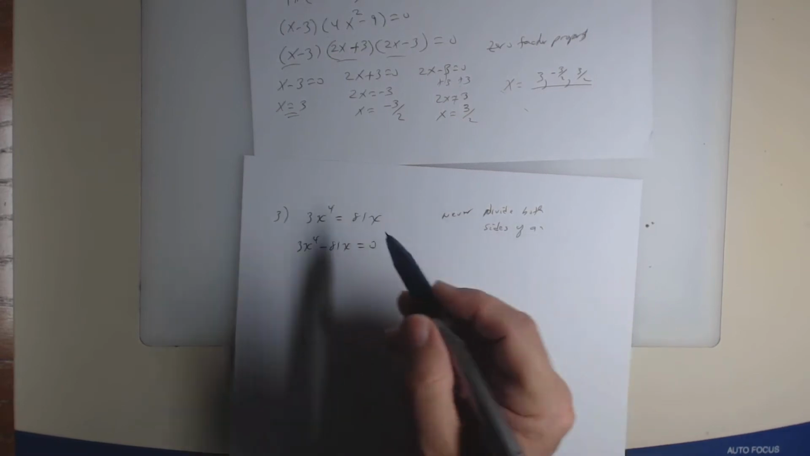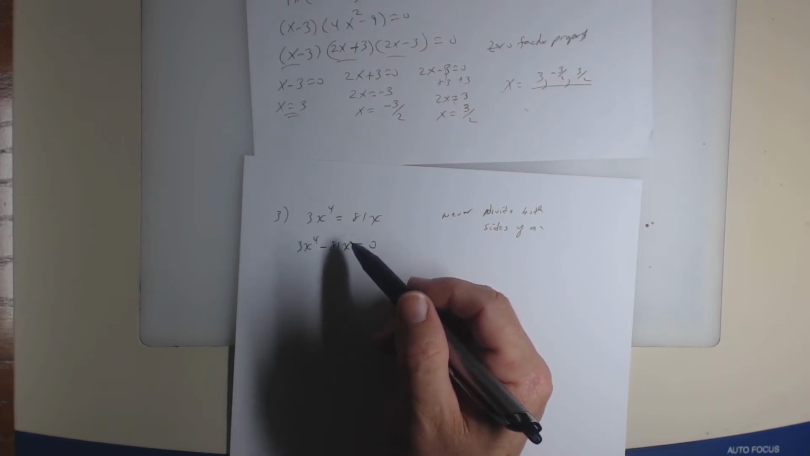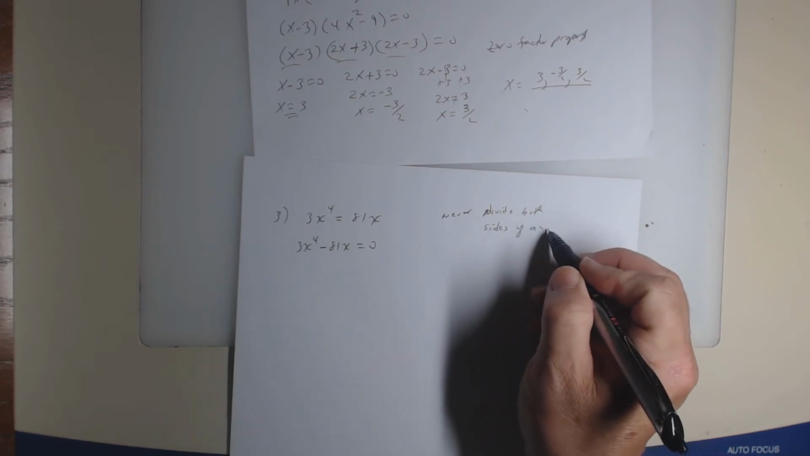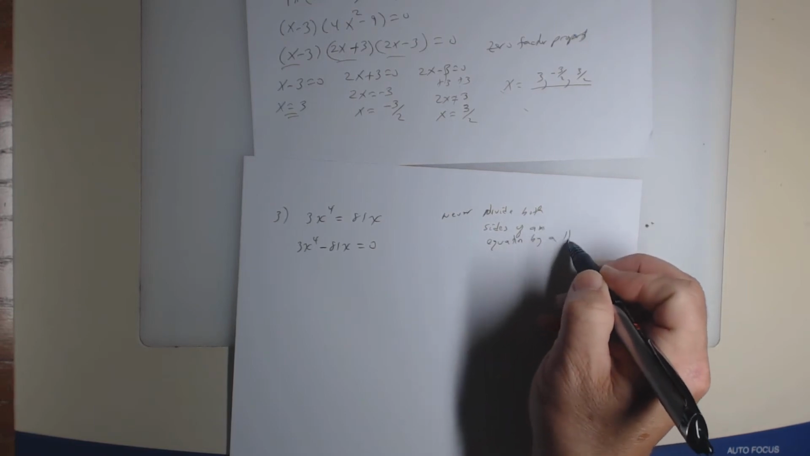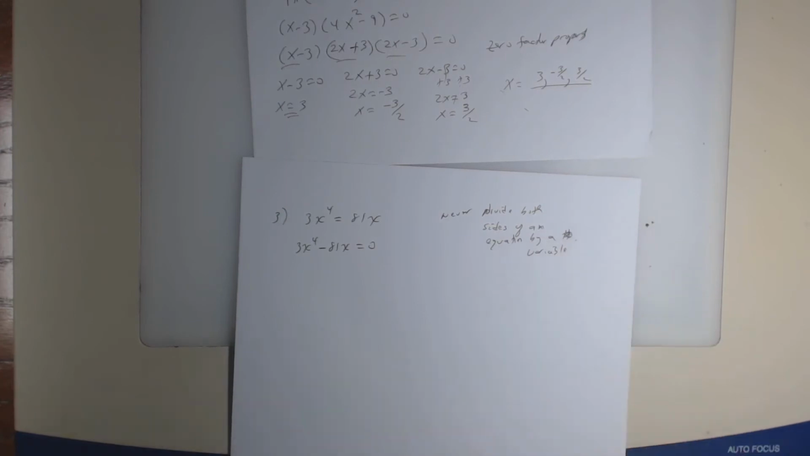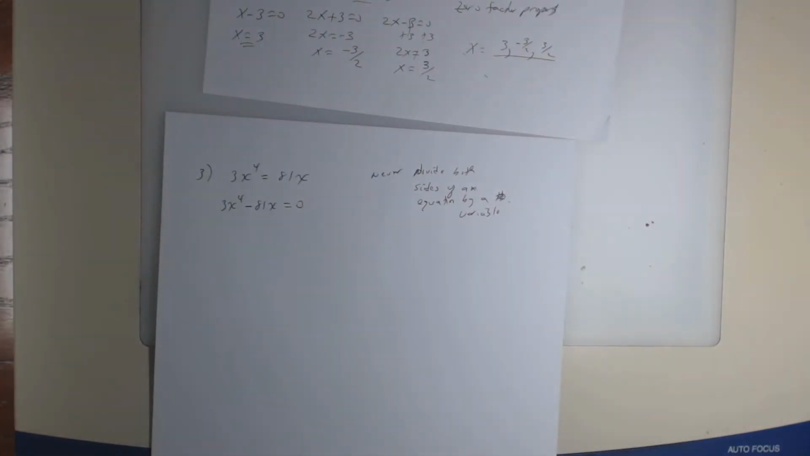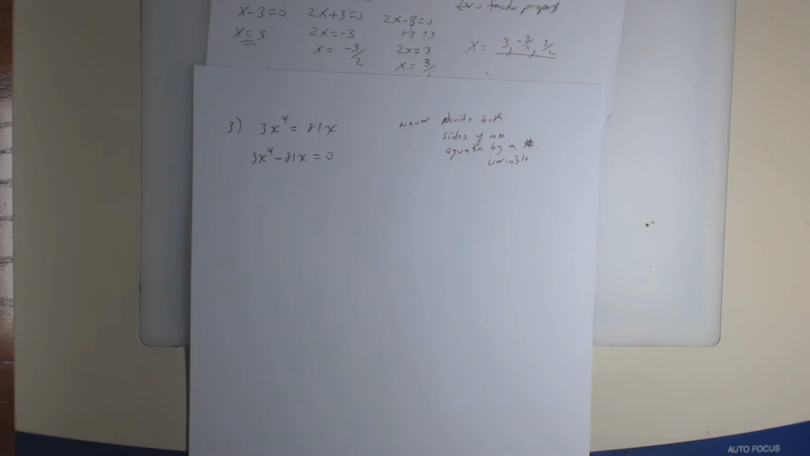Now you can divide by a number. If I wanted to, could I have divided both sides by 3? Yes. You can divide by a number, you just can't divide by a variable, because that variable could be 0. And remember, you can never divide by 0. So to be on the safe side, I would just do this, bring everything to one side.